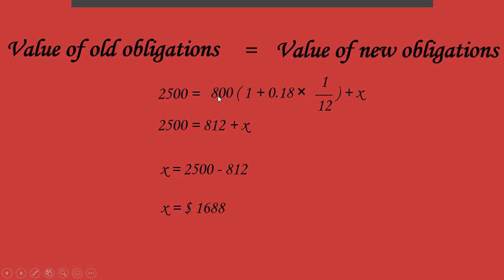$2,500 equal 800 times 1 plus 18% by 1 over 12 plus X. So X will be equal 1,688.